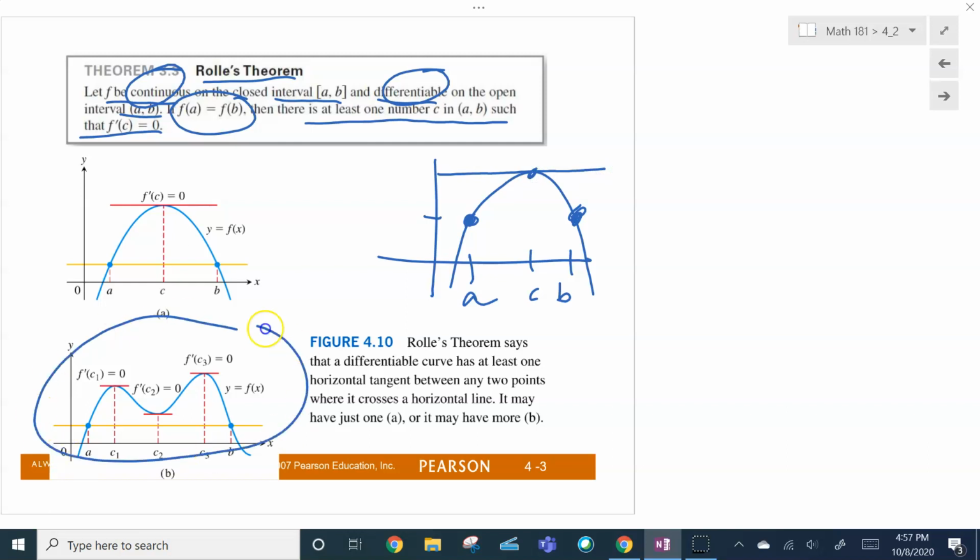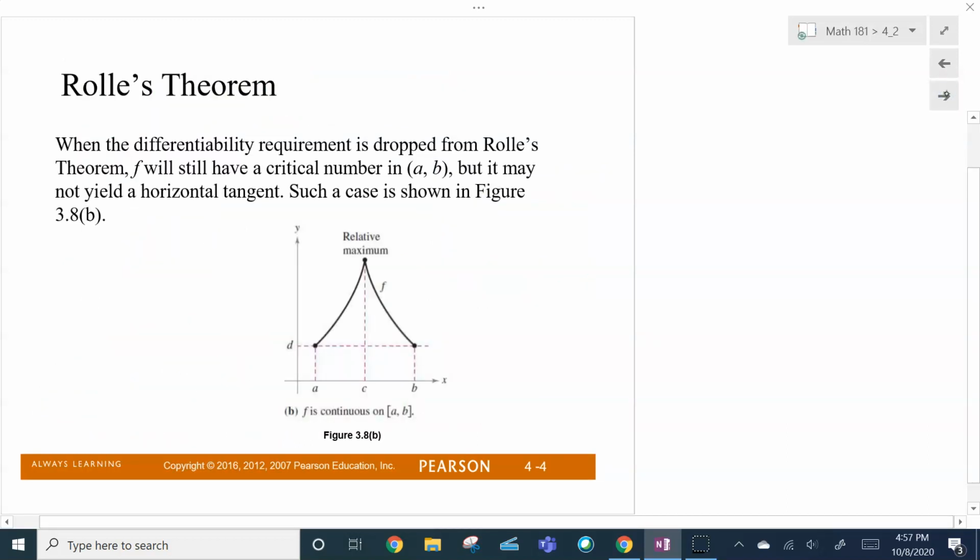Here's another one over here. You've got f of a equaling f of b. This is smooth and continuous, so it's continuous and differentiable, so it meets the requirements. You'll notice there are actually multiple spots where f prime of c equals 0. So that's what Rolle's theorem says.